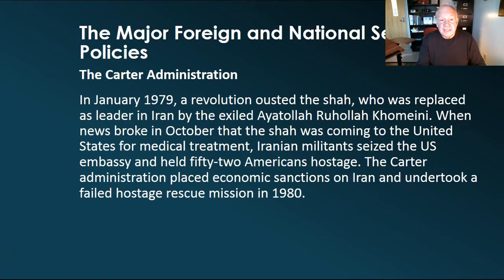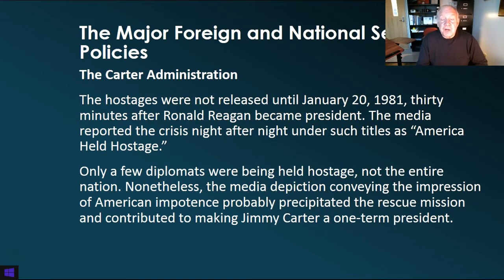In January 1979, a revolution ousted the Shah, who was replaced as leader in Iran by the exiled Ayatollah Ruhollah Khomeini. When news broke in October that the Shah was coming to the United States for medical treatment, Iranian militants seized the U.S. Embassy and held 52 Americans hostage. The Carter administration placed economic sanctions on Iran and undertook a failed hostage rescue mission in 1980. The hostages were not released until January 20, 1981, 30 minutes after Ronald Reagan became president.